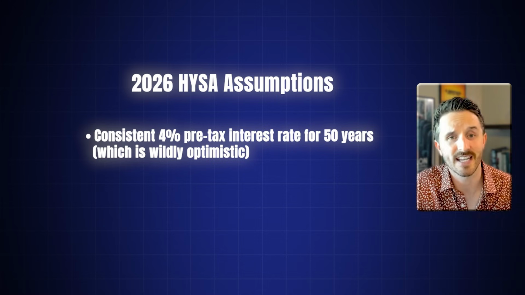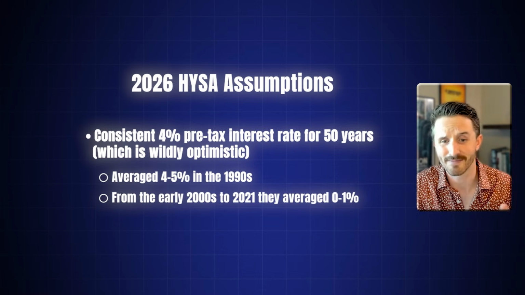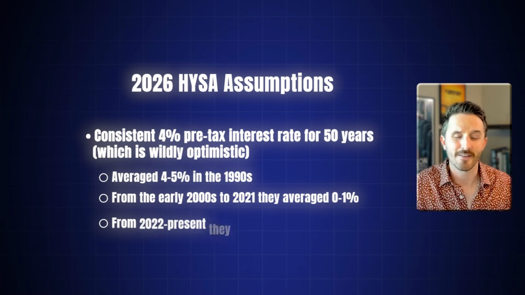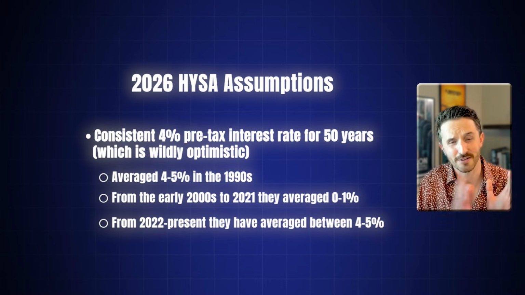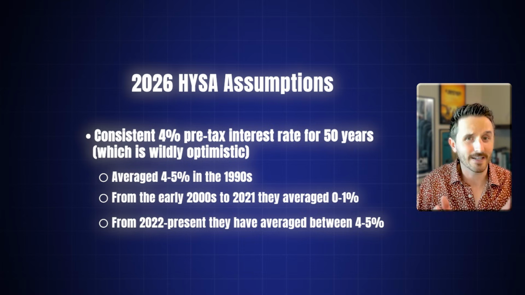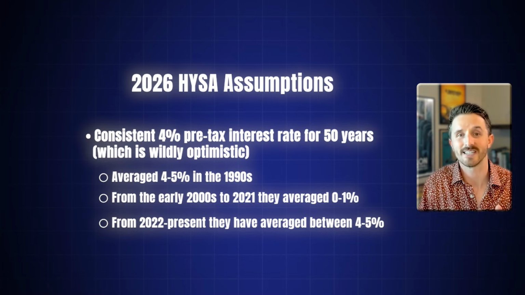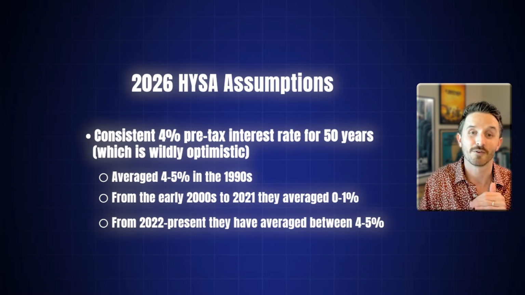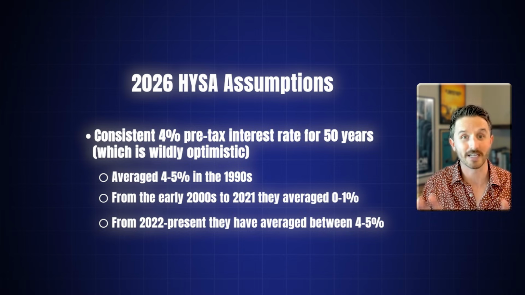Now, high yield savings account averaged 4 to 5% in the 1990s. From the early 2000s to 2021, they've averaged 0 to 1%, somewhere in that range, south of 2%. And then from 2022 to present, they've averaged between 4 and 5%. Now, like I said, there's a huge gap in there in the last 30 years when they haven't been doing well, but I want to give high yield savings account the best possible chance to succeed here. So I'm just going to call it a 4% rate for 50 straight years, which obviously is very unlikely and is incredibly unrealistic, but I want to give it the benefit of the doubt.